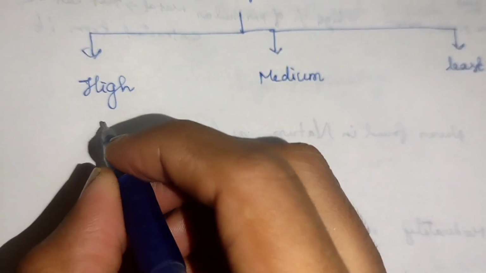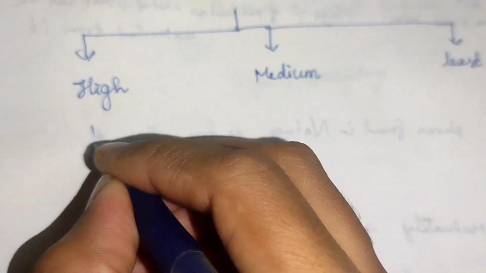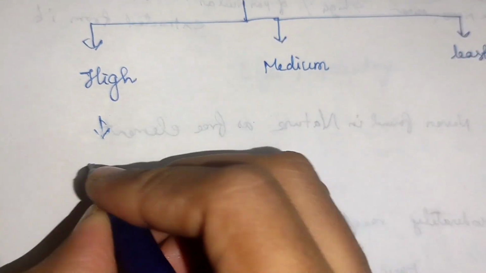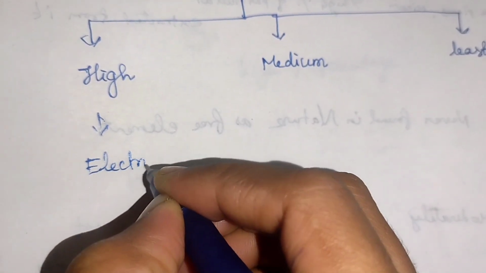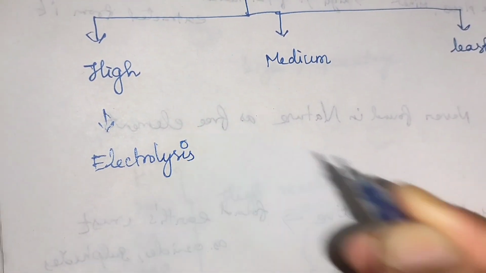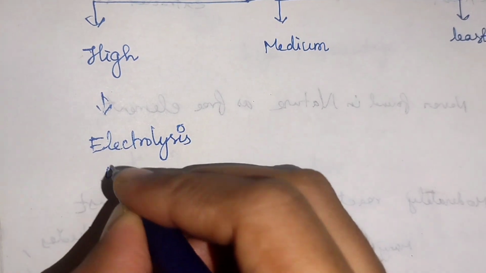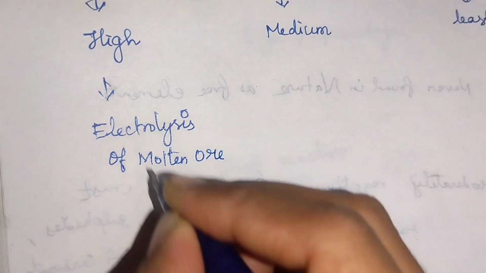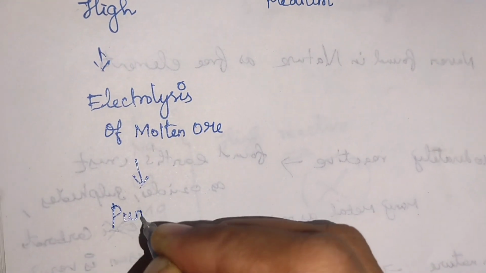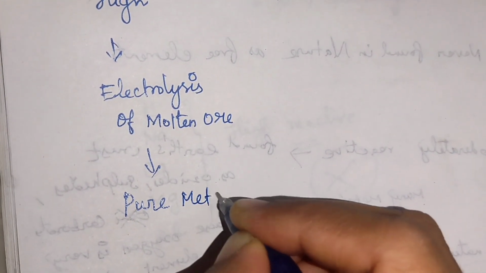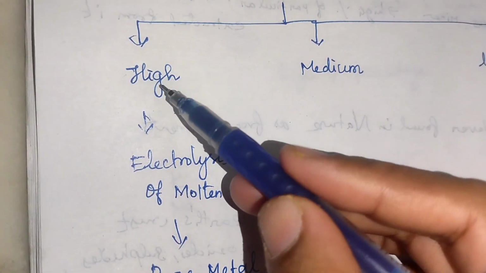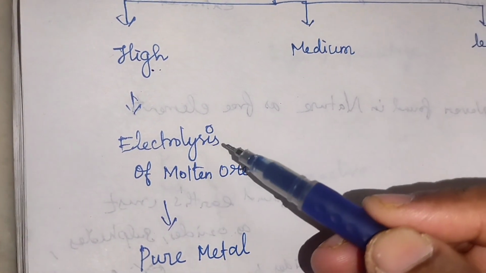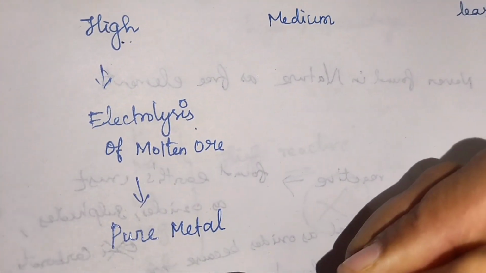Highly reactive metal, we can extract by electrolysis, the electrolysis of molten ore. After this extraction we will get pure metal. So highly reactive metal, how are we getting it? Through the process of electrolysis. Then we get pure metal.